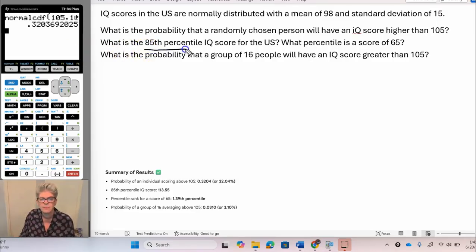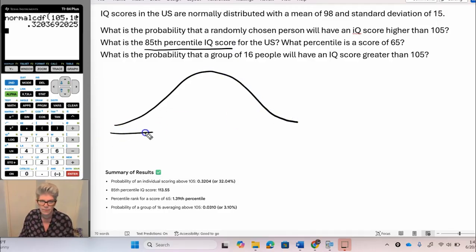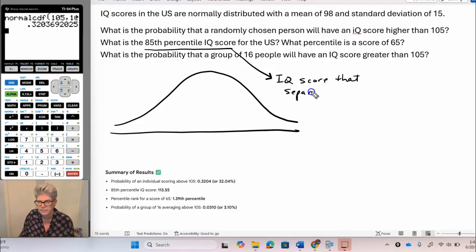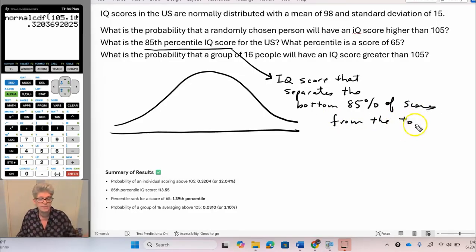What is the 85th percentile? Okay, so again, I have a normal distribution. And the 85th percentile is the IQ score that separates the bottom 85% of scores from the top 100 minus 85, which is 15%. So 85th percentile is quite good. Only 15% of the country got better than you did on an IQ score.